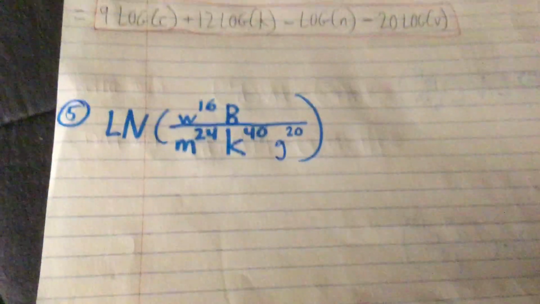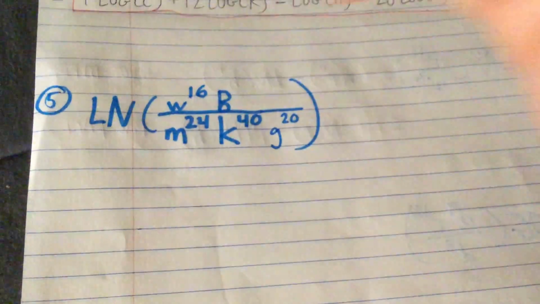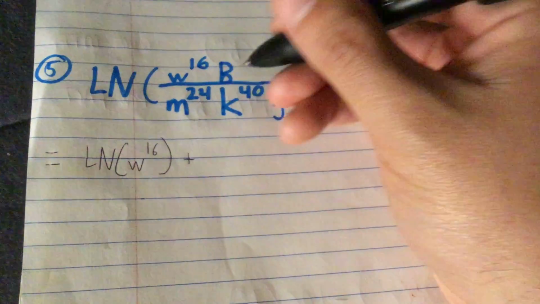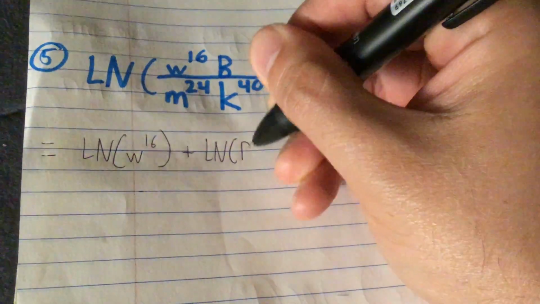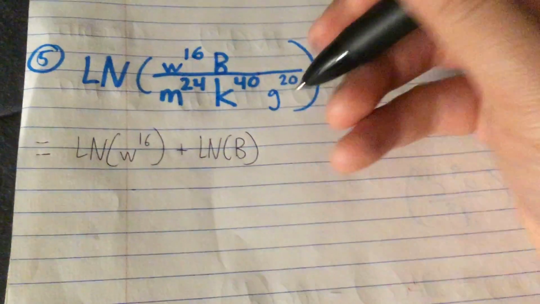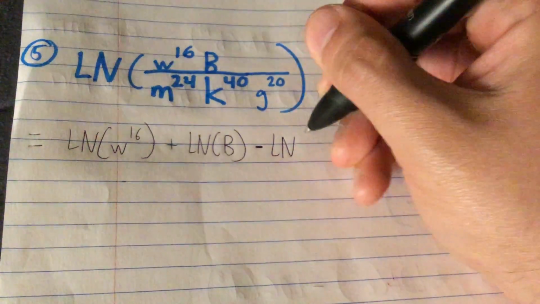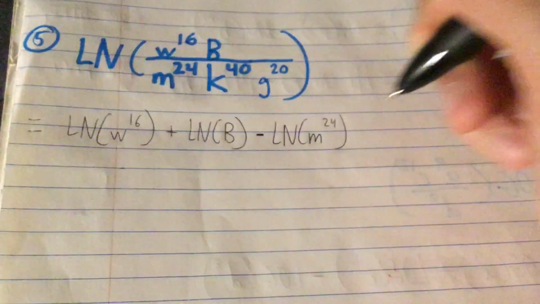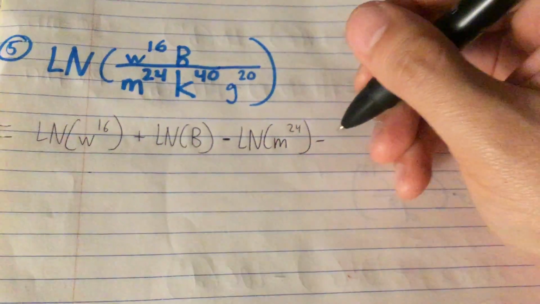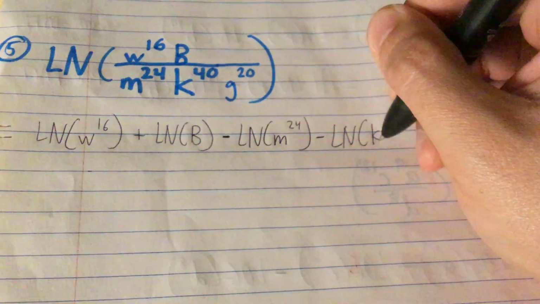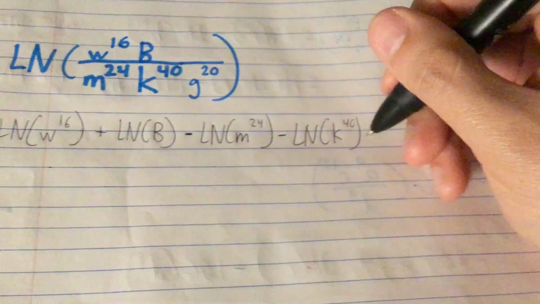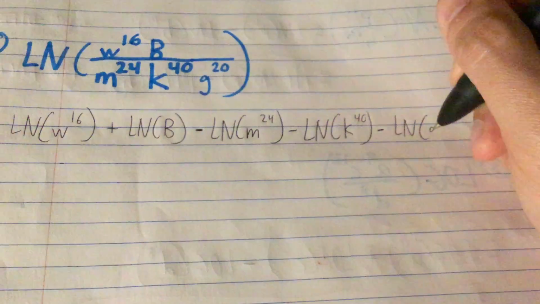Well, the tops can be expanded with positives. The bottoms can be expanded with negatives. So I'm going to make this the natural log of w to the 16th plus the natural log of b. Now we're on to the denominator, so everything in the denominator is going to get subtracted with negatives. Minus the natural log of m to the 24th, minus the natural log of k to the 40th, minus the natural log of g to the 20th.